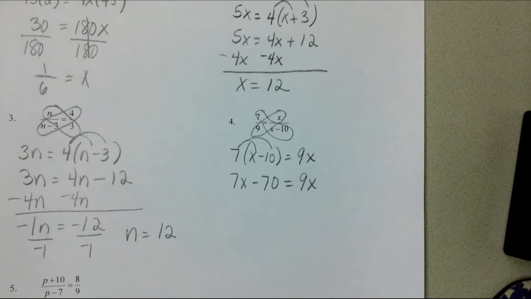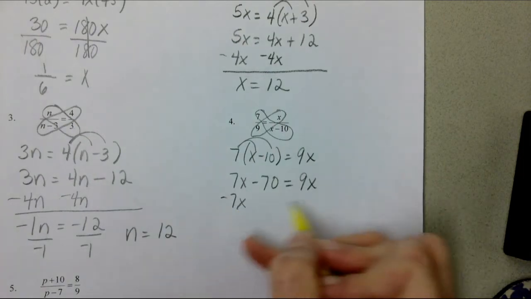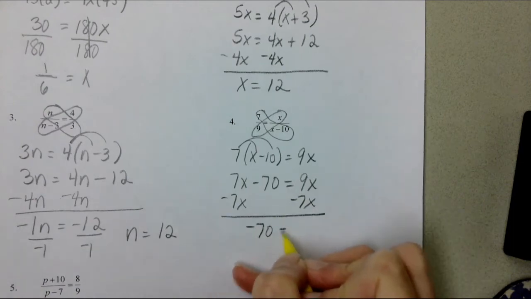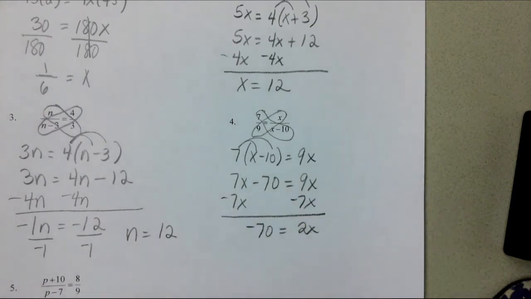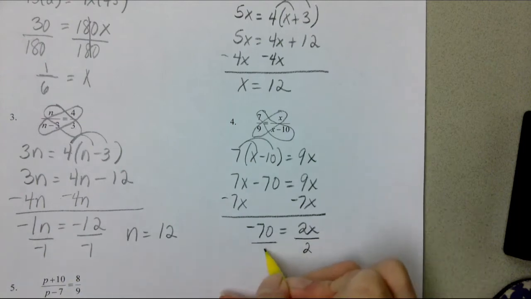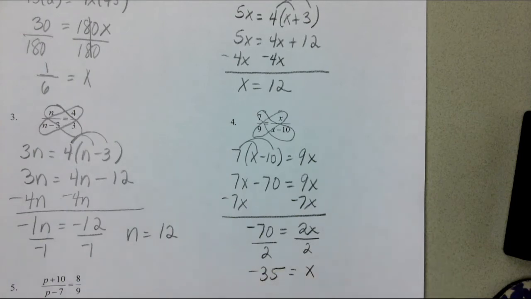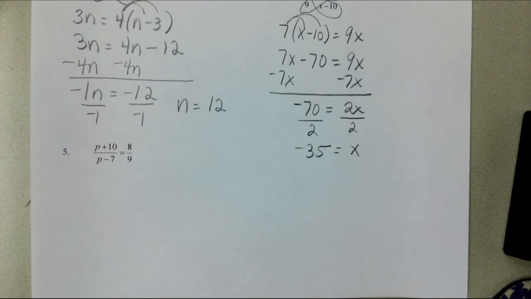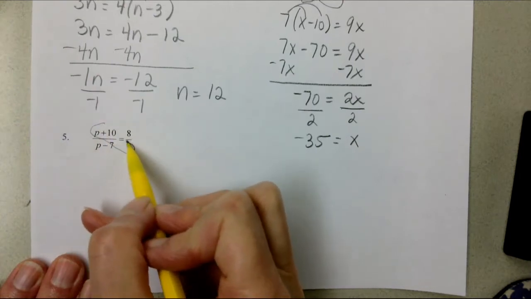Or here, we've got p plus 10 divided by p minus 7 equals 8/9, but the process is still the same. When we've got one fraction set equal to another fraction, it's a proportion, and we can multiply this. So we're going to get 9 times p plus 10 equals 8 times p minus 7, which means that we're going to have to distribute on both sides of the equation. 9p plus 90 equals 8p minus 56, and now we want to solve.